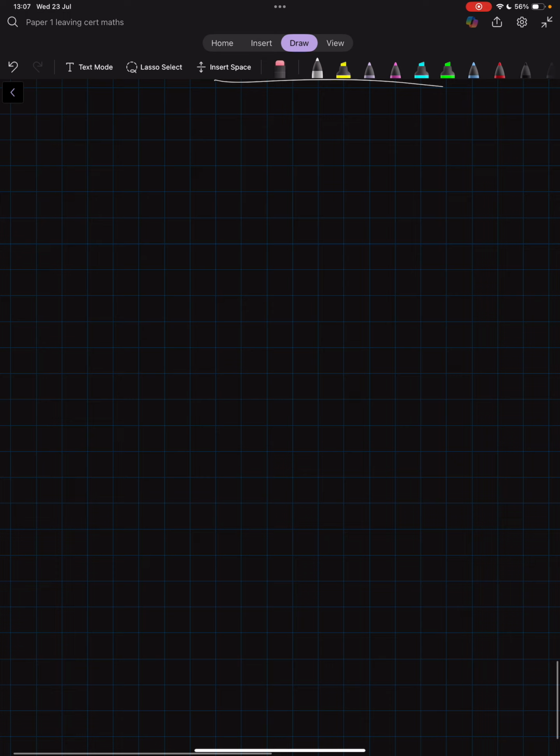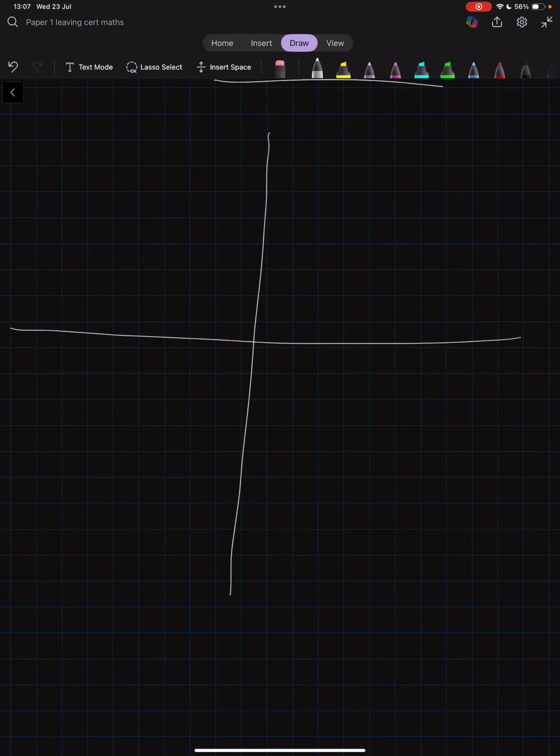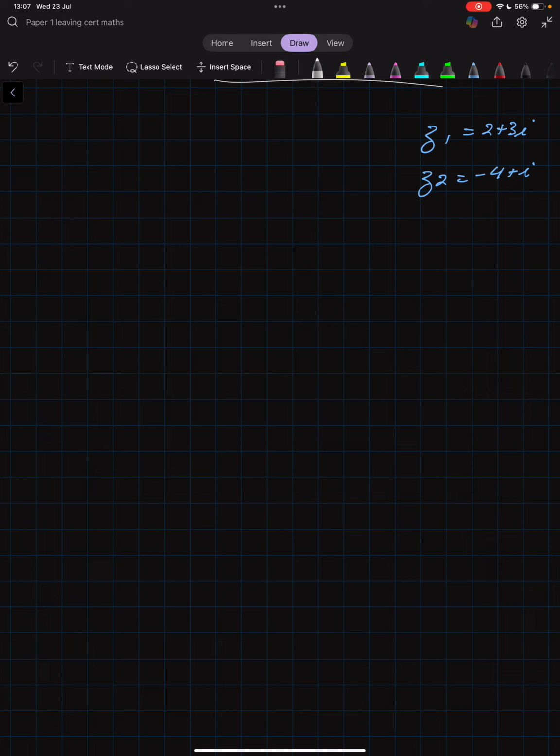So first of all, adding and subtracting complex numbers. How do you do that? Let's say again we have Z1, which is 2 plus 3i, and Z2, which is minus 4 plus i. So where do we draw this? I might just get rid of this and make it a bit easier. So all of these boxes are going to be exactly 1.